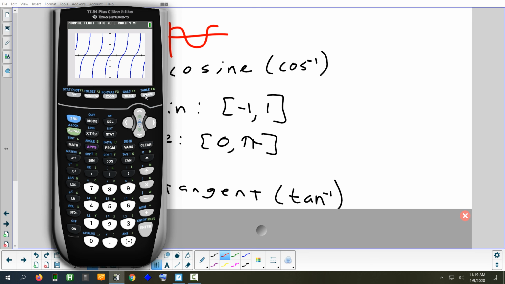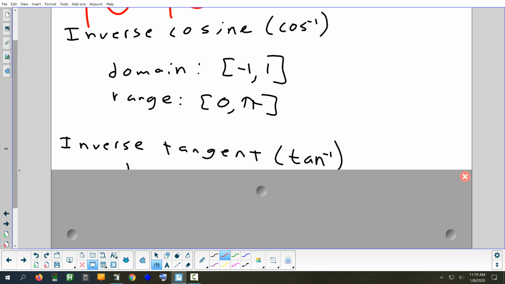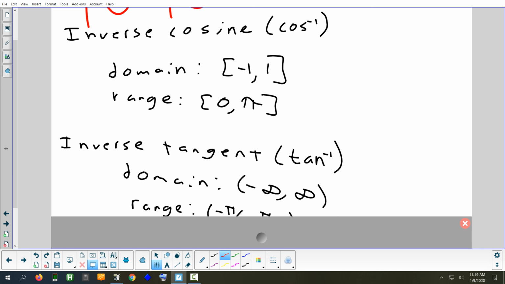So all the y's turn into x's, all the x's turn into y's. Right? So look at the range of that function. How high and low does it go? Infinite. The range of the original becomes the domain in the inverse. So what happens with inverse tangent is it doesn't go up and down forever. It goes left and right forever.